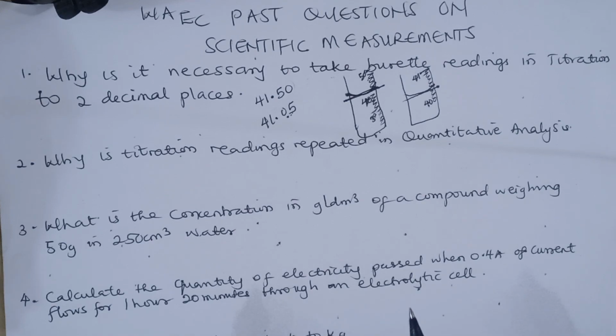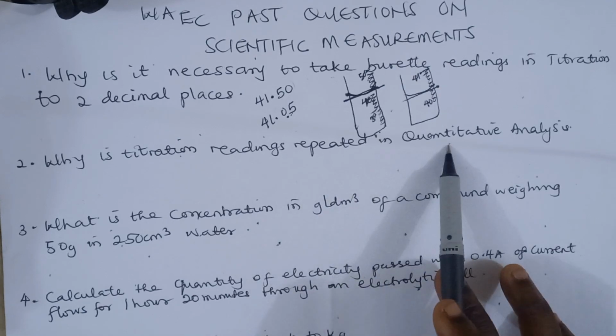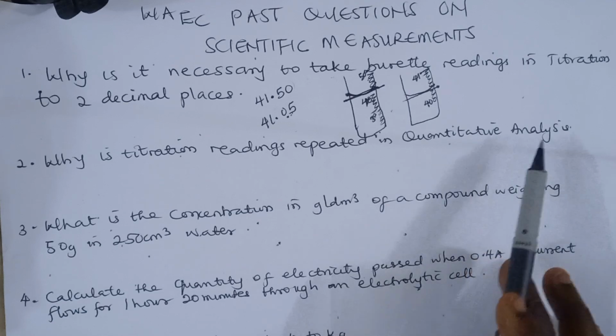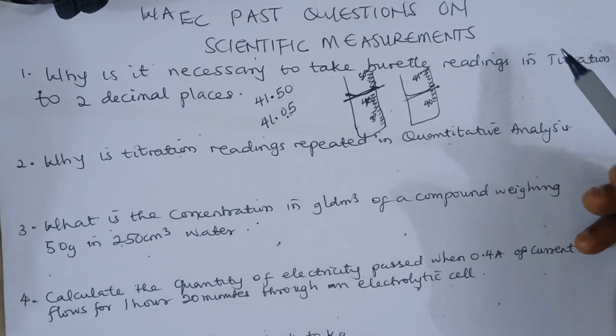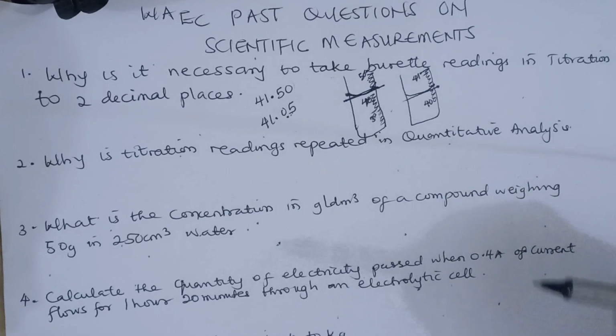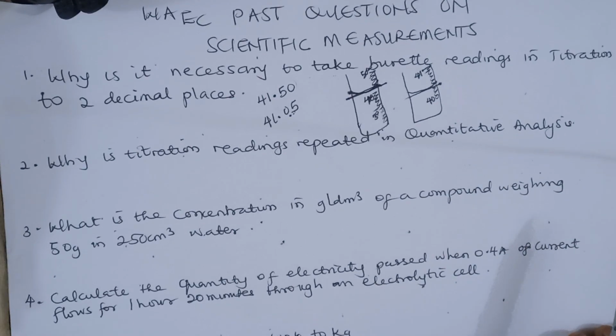The next one is the titration readings. Why are titration readings repeated in quantitative analysis, which is also known as volumetric analysis? This is similar to the first question. They are asking here, why do we repeat experiments? Even generally, when we are carrying out experiments, it is important to repeat our experiments at least twice to be sure of our answers.